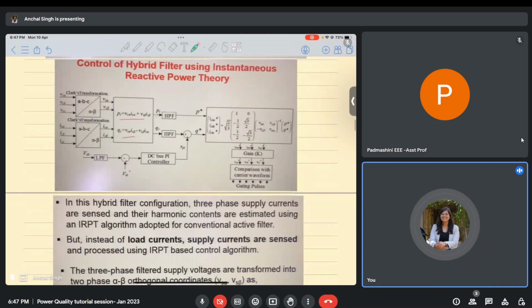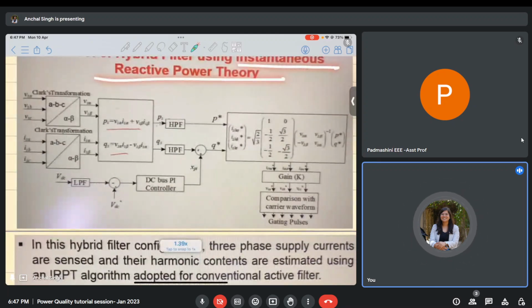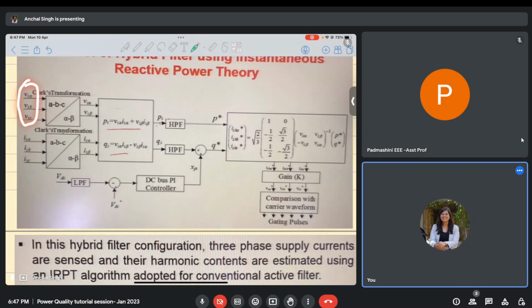Let us look at one example of control algorithm of hybrid filter, which is based on instantaneous reactive power theory. If you look at this diagram, what is happening here is we are first of all sensing the supply voltages VSA, VSB, and VSC, and also the supply currents ISA, ISB, and ISC. Then using the Clarke transformation, we are transforming these ABC voltages into alpha beta domain.